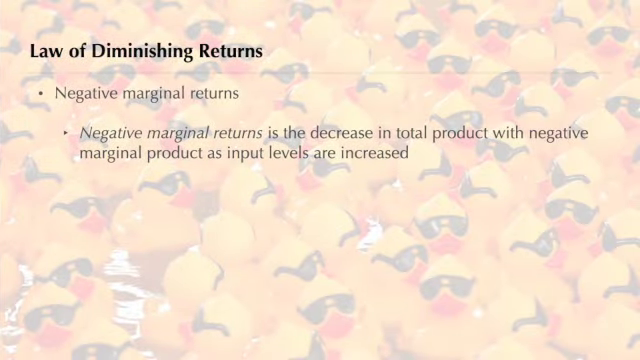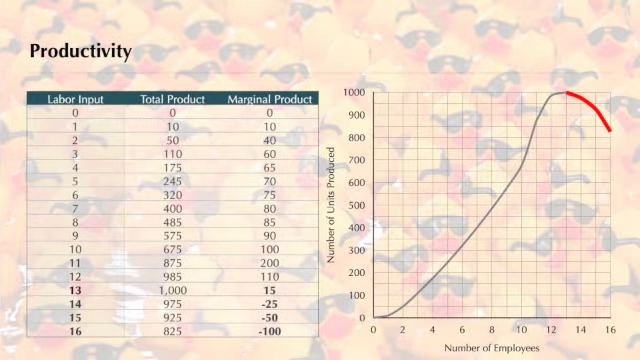Negative marginal returns is the decrease in total product with negative marginal product as input levels are increased. The 14th, 15th, and 16th workers make the situation even worse. At this point, workers are getting in each other's way, creating bottlenecks on the assembly line and actually lowering the level of output. In addition, the overcrowding results in frustrated workers and low morale, which further erodes productivity.